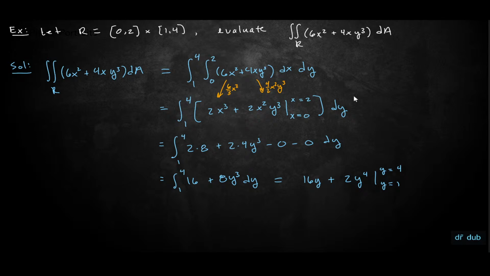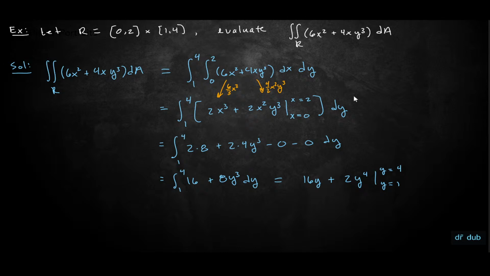For these, I like to write the bounds as x from x equals 0 to x equals 2, and then here from y equals 1 to y equals 4. That way I just don't forget which variable I'm plugging in the numbers to. At this point, it's obvious, I only have y left, so I'm plugging in the bounds for y. But just to be careful, I like to write the bounds this way.